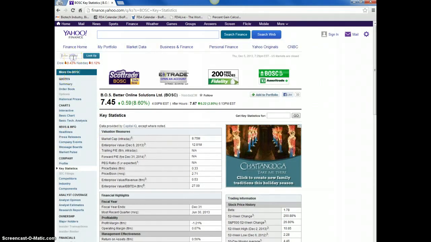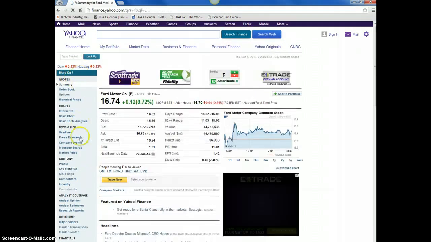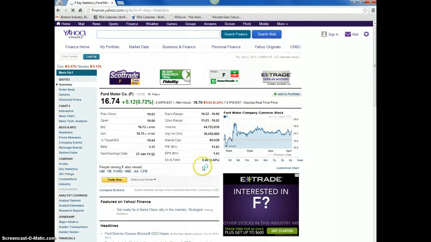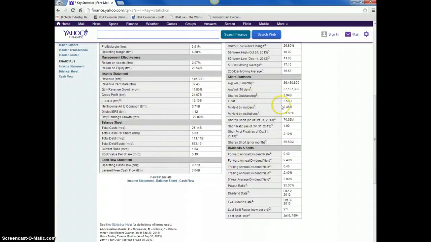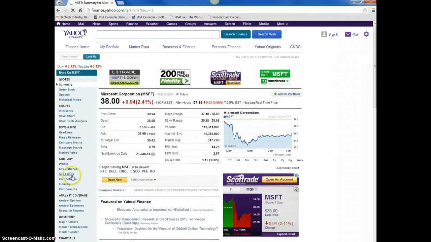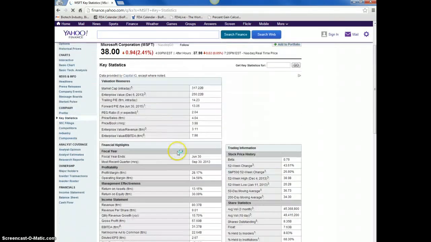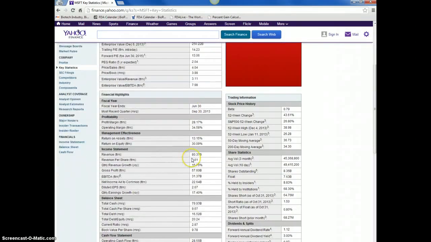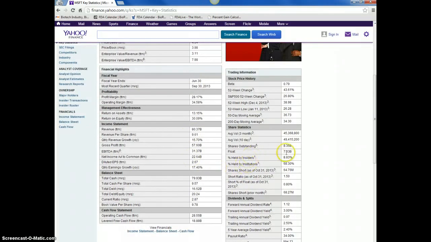Stocks like Ford, very popular stock, right? 3.5 billion. We can barely move this stock. You might see a couple pennies out of the day. Microsoft. I'm just picking popular companies because this is just to give you an example. Float 7.6 billion. This stock is not going to move.